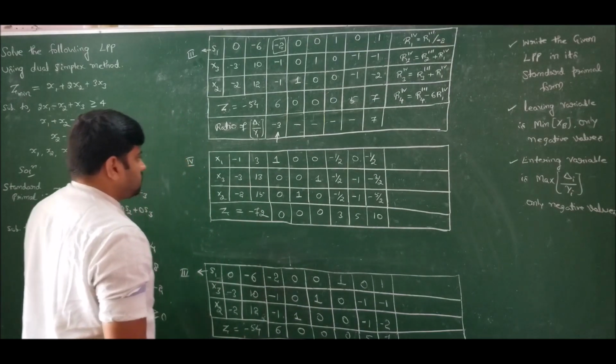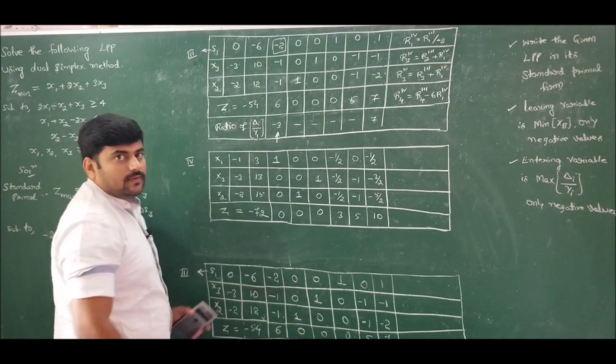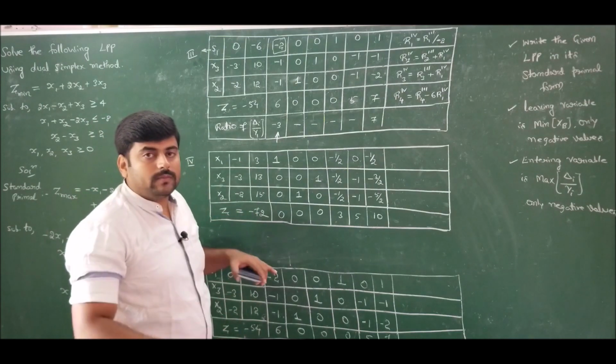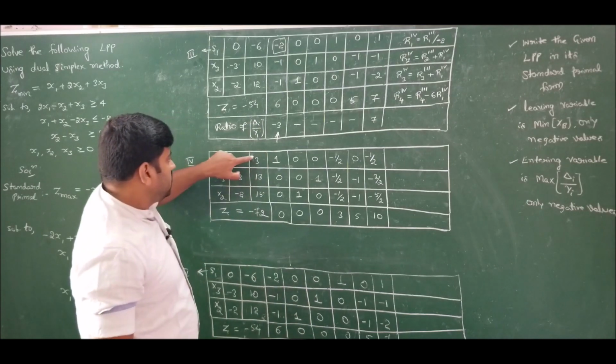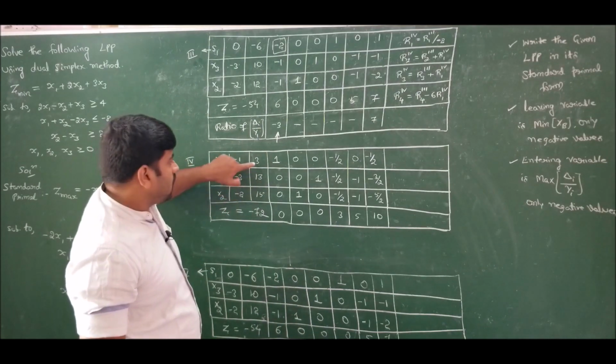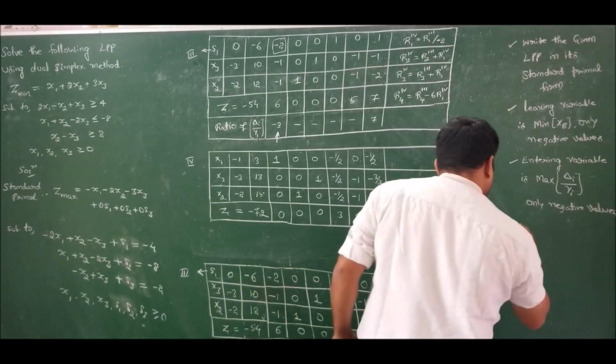Done. Now the careful observation reveals that XB values are positive. If XB values are positive, the problem terminates. We should solve in dual simplex method until we get all the values of XB as positive. We got all the values of XB as positive, hence the problem terminates.